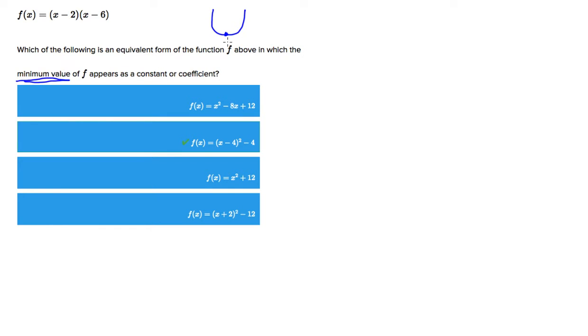To find that, probably the easiest way is to recognize that the x-intercepts of this function, the values that make the y value come out to 0, are positive 2 and positive 6. If you imagine a coordinate plane, here's one intercept, here's the other intercept. We know that the vertex has to show up in the middle, so the vertex has to show up at positive 4 as the x value.